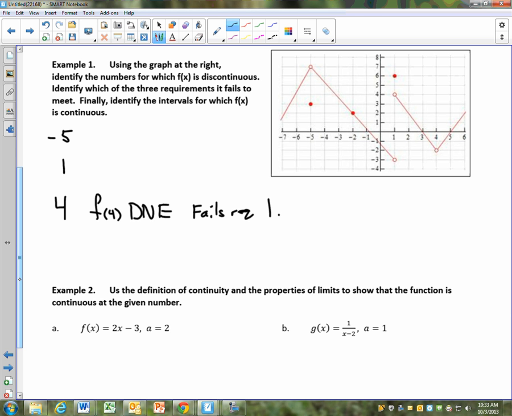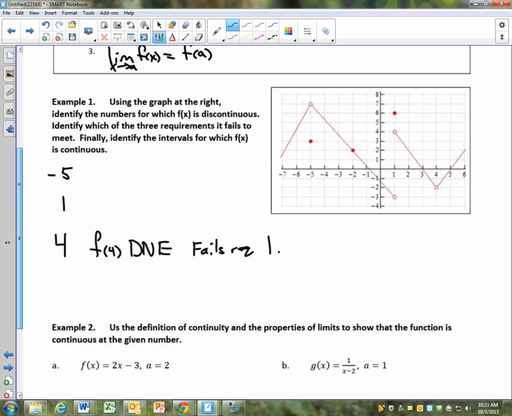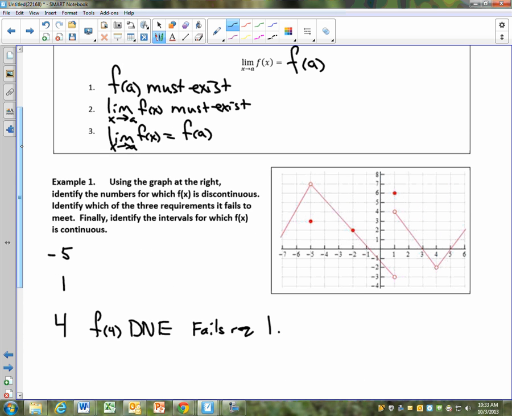Either one would be fine. You could just say it fails number 1, or you could say f of 4 does not exist, saying the same thing. Okay? So we know it's discontinuous for that reason. How about at 1? If I plug in 1, do I get an output? What is the output? So good, we met the first criteria.